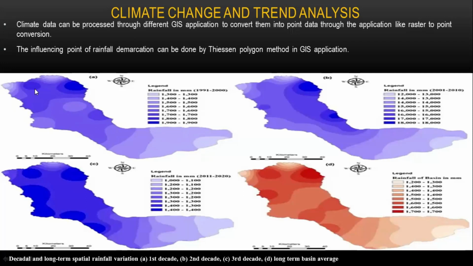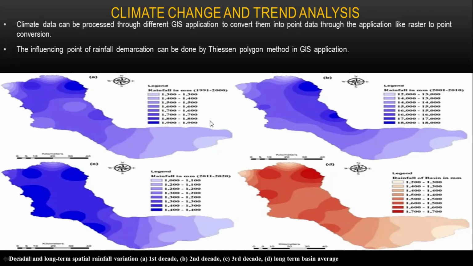So for example, I had only point data of a few locations, but using GIS technology, I was able to do the spatial distribution of the entire study basin. So herein, a study was done on the decadal and long-term spatial rainfall variation. Here you see from 1991 to 2000, 2001 to 2010, 2011 to 2020, and this is the average. This is the rainfall long-term basin average of the entire area.